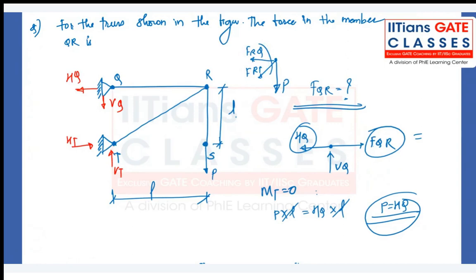In order to find FRT, you have to draw the free body diagram of joint T. So same thing you'll do. Sir, how will you find FRT? I'm not going to find the FRT, sir. This is at angle 45 degree, no, sir. Whatever force is in RS will be the same in QR also, because the resultant is at 45 degrees, sir.